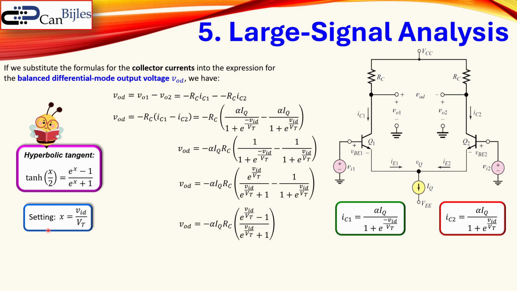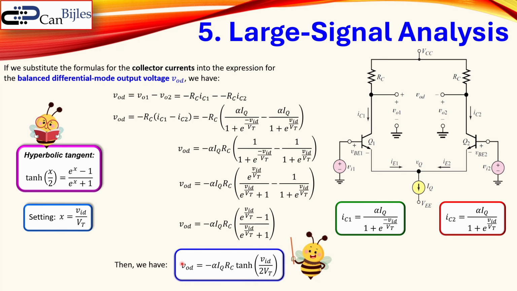By setting x equal to that, we can now say that this is our expression for the VOD, which is minus alpha IQRC. That's what we already have outside the parentheses, times the tangent hyperbolic. And then in the argument, VID over 2 VT because of this x over 2. Now this expression is definitely nonlinear. You can see that from this expression. And now we have our compact expression which relates the VID to the VOD.